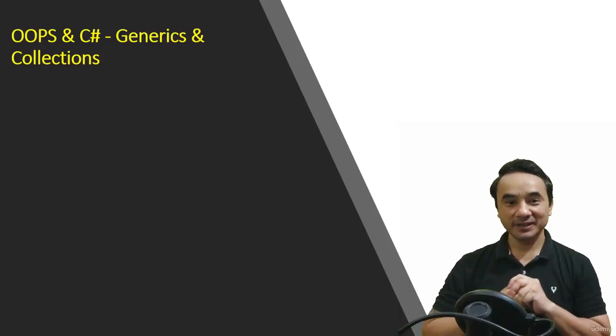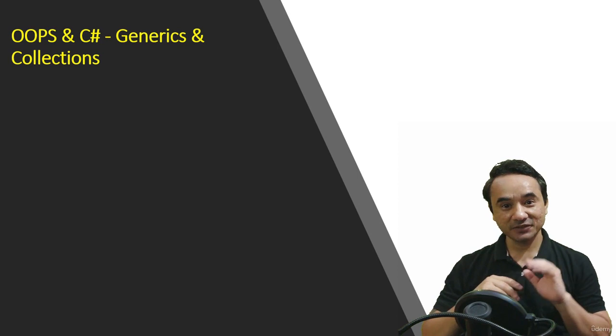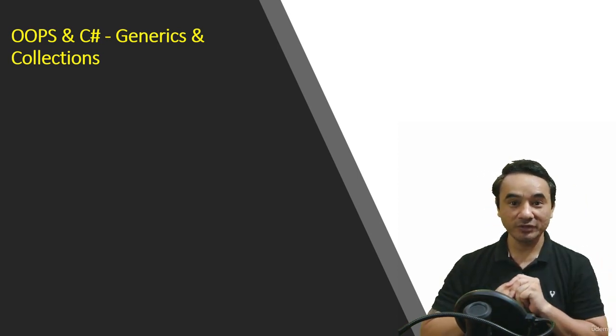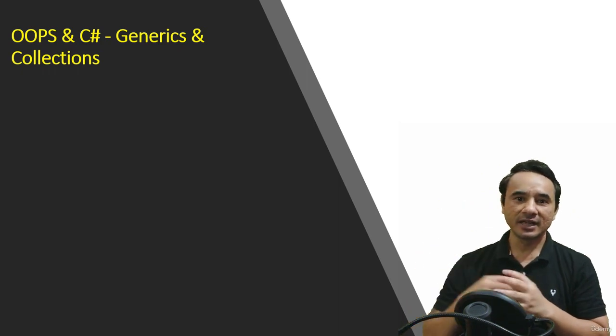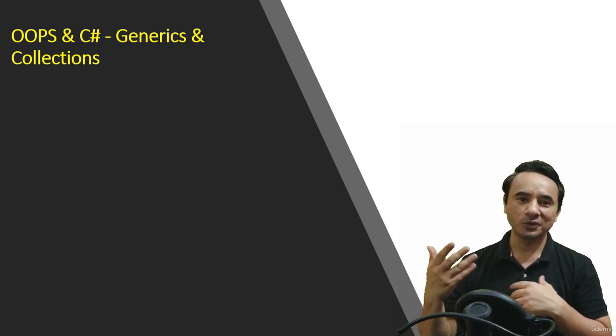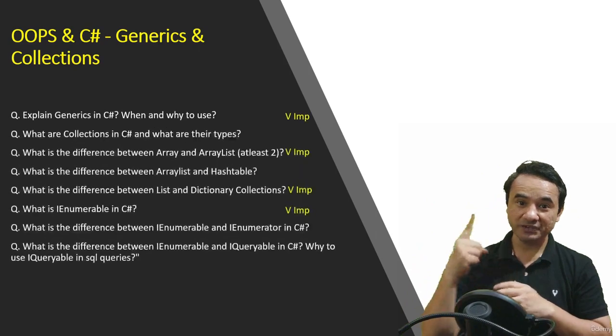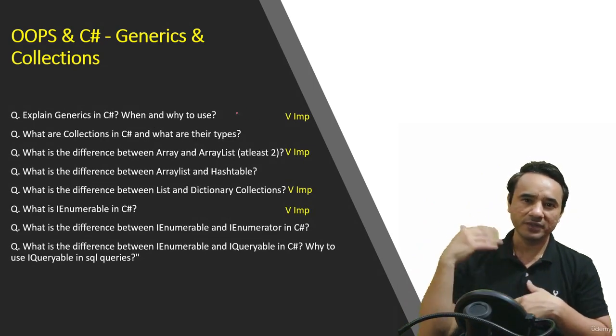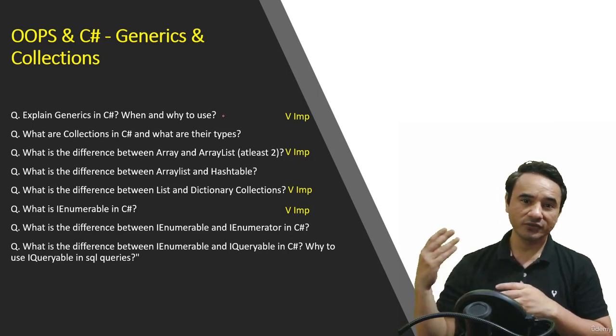Great job for completing the last section. Until the last section, we were checking out the basic concepts of C# and OOPS. Now we will slightly increase the level, and you can say it will be level 2 now, because the questions will be from generics and collections, which are slightly more advanced in comparison to the previous ones. This is the list of 9 questions.